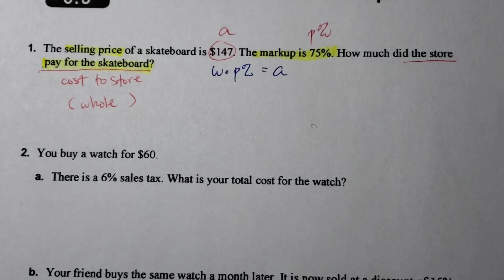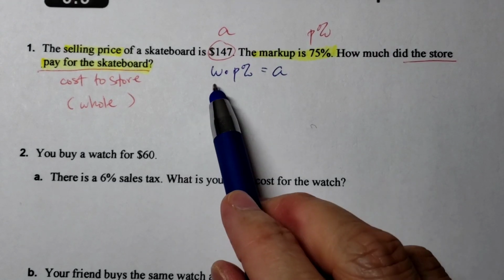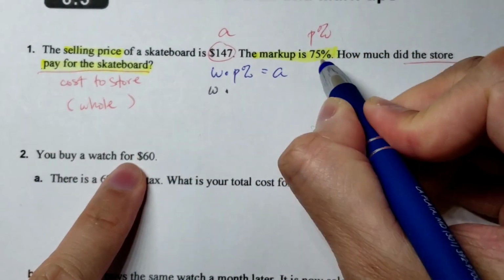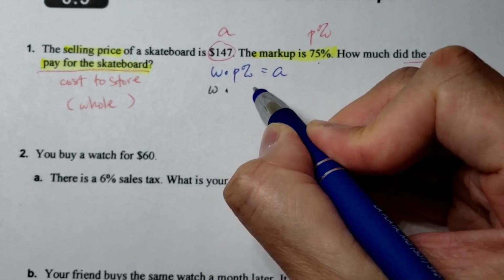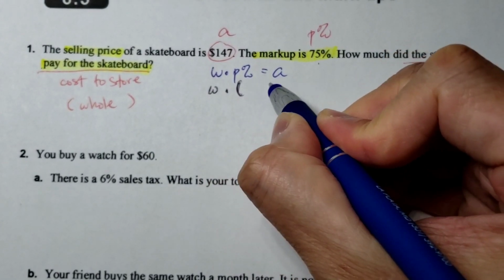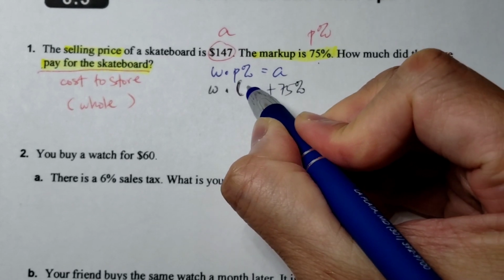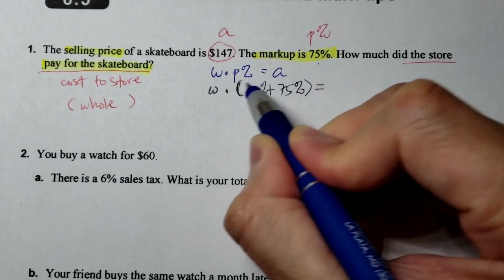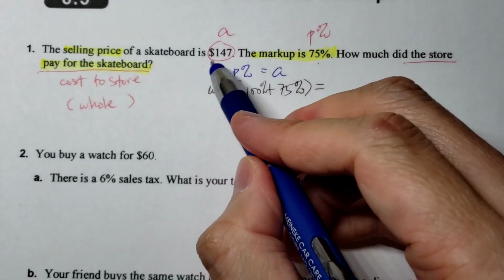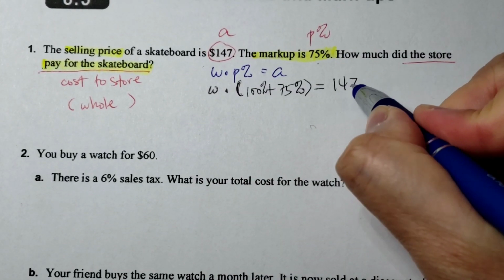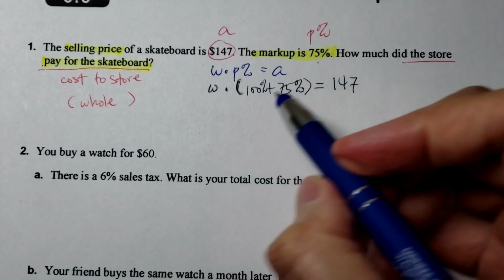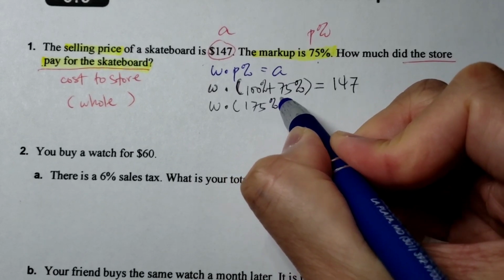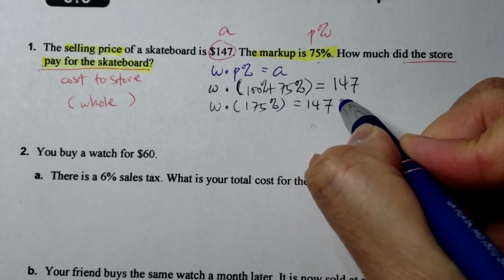So let's plug in the values. Our whole, we do not know. Our percent is 75%, which is a markup. That means we're going to add 75% to 100%, the original price that we don't know still, is equal to, and the selling price is $147. Now again, this becomes W times 175% equal to 147.